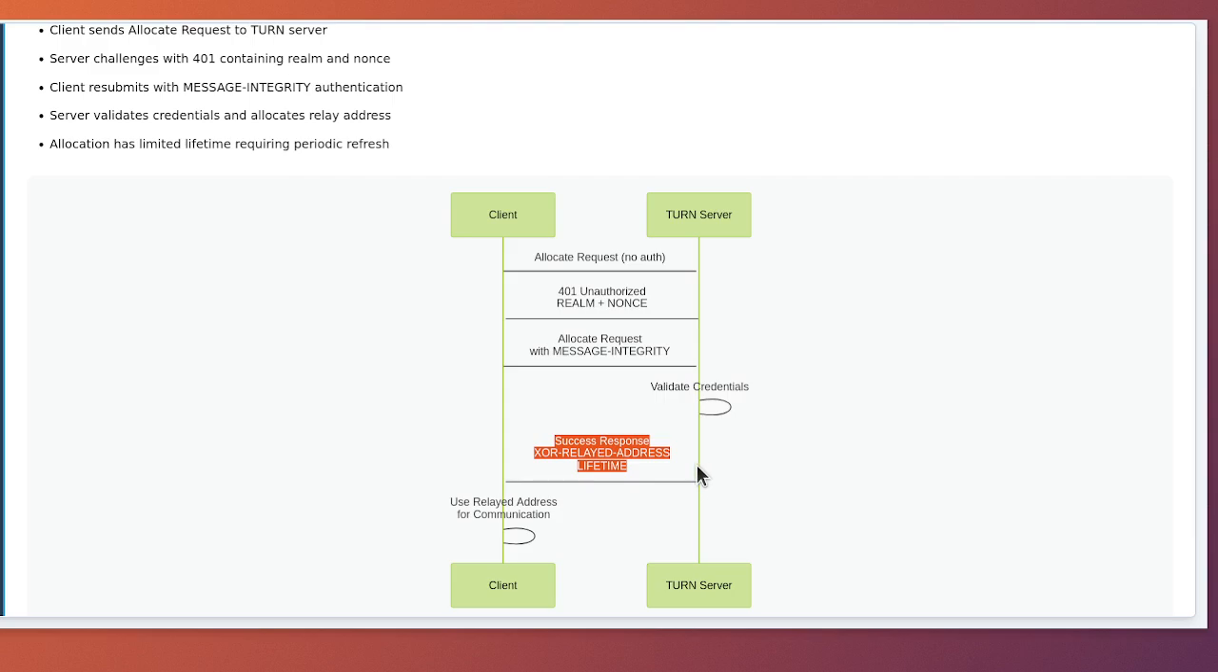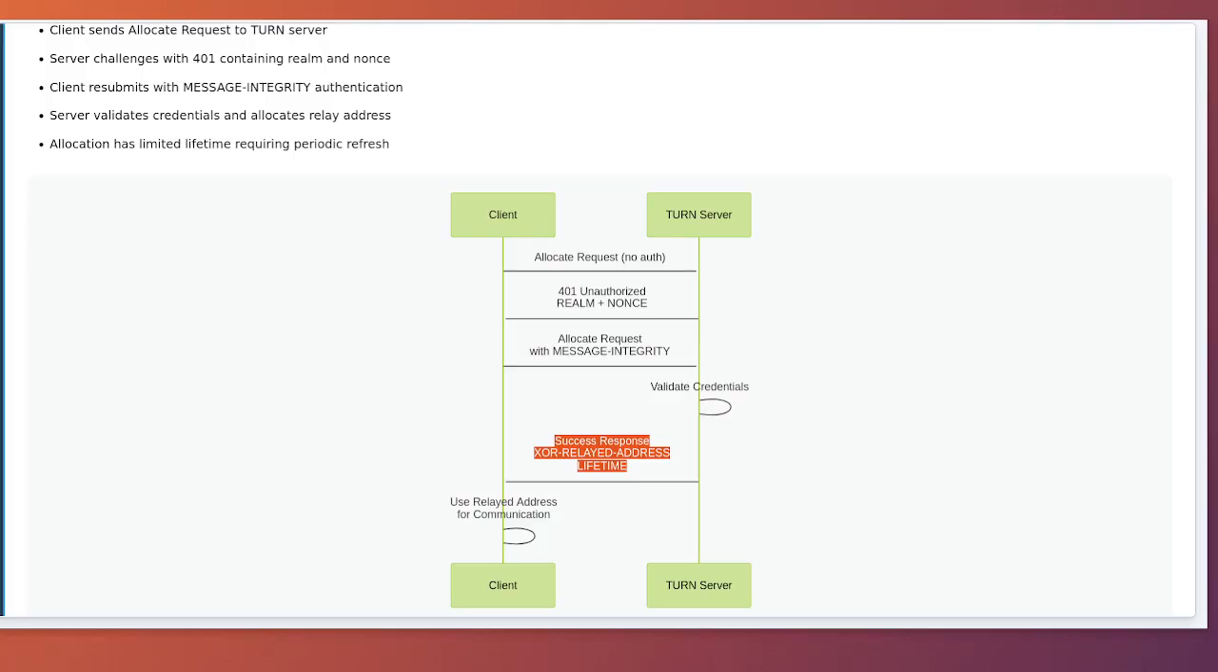The server also starts a timer because TURN allocations have a limited lifetime, typically 10 minutes by default, though this can be refreshed. The TURN server responds with an allocate success response containing several important attributes. The XOR-RELAYED-ADDRESS attribute contains the relayed transport address that the server has allocated for the client.